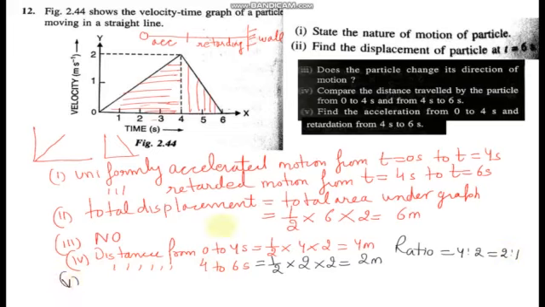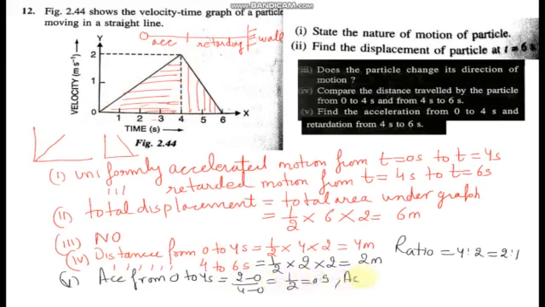Next part, it is written you have to find the acceleration from 0 to 4. What is the acceleration from 0 to 4 seconds? Velocity time graph में acceleration होता है slope. तो इसकी slope क्या है? Perpendicular distance over horizontal distance. Perpendicular distance है 2. And horizontal distance is this, which is 4, so 2 by 4, 0.5.